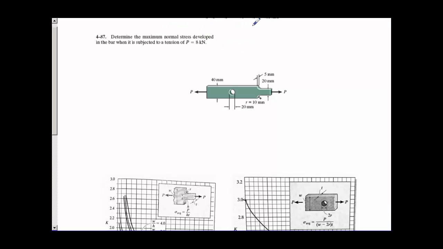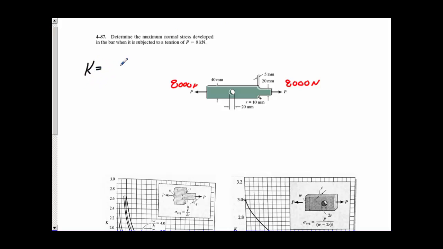This problem has to do with stress concentration, so I want to work this. Here we have a load of 8,000 newtons coming this way, and obviously we'll have 8,000 coming back this way. Now all we need to remember when we have stress concentration factors is to go back to the equation.